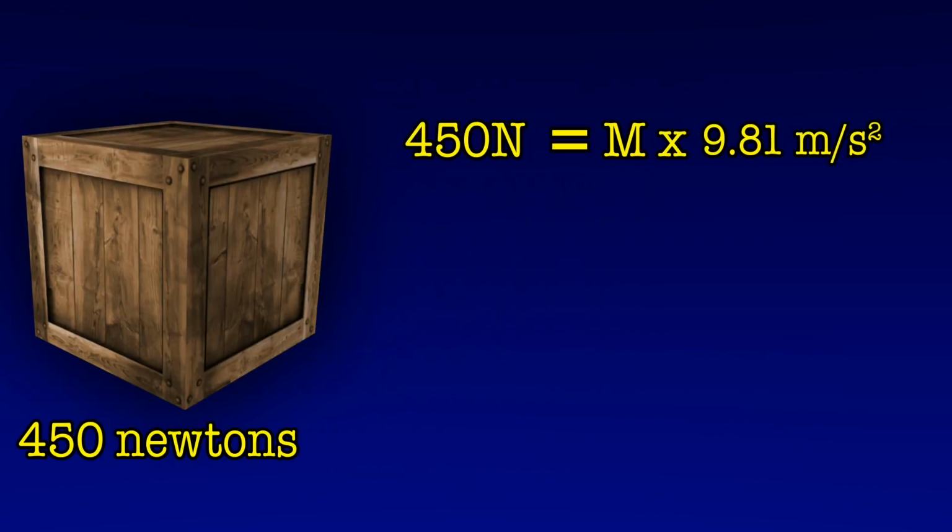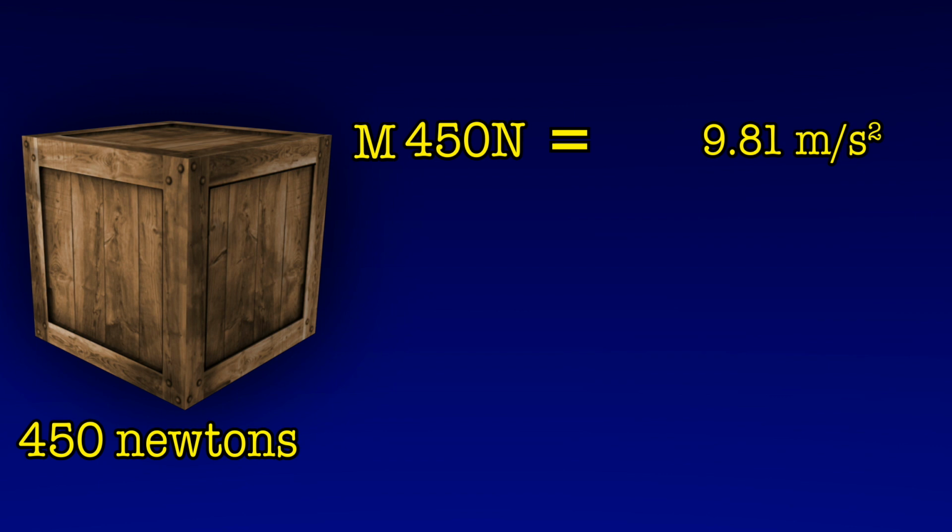We can also arrange this formula to solve for the other two variables. In this next example, we try to find the mass of a crate located on planet Earth that has a force of 450 newtons. What we do here is we fill in the variables as normal, then rearrange the equation like so. We move the m, which stands for mass, to the left of the equal sign. Then we throw over the 450 newtons to the right.